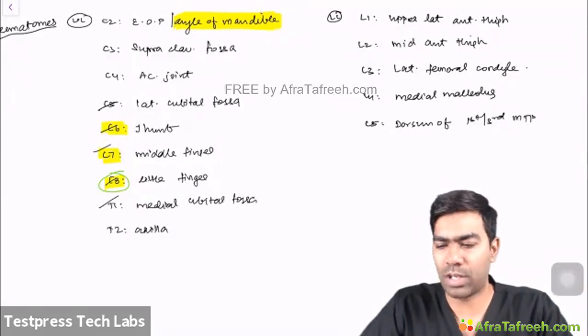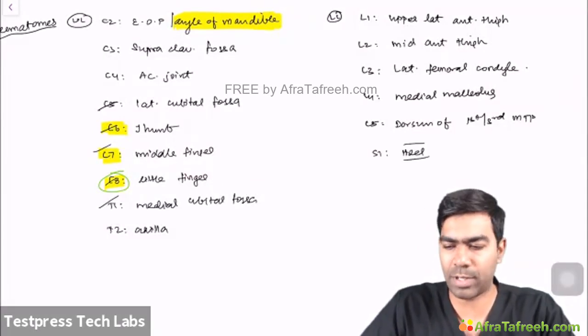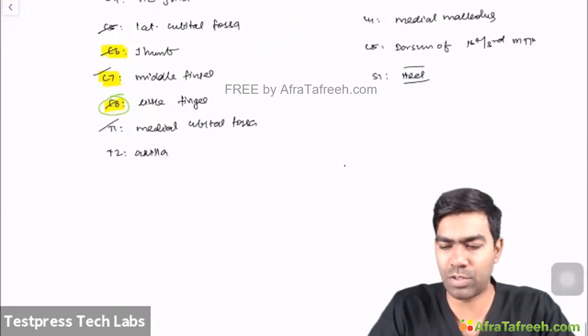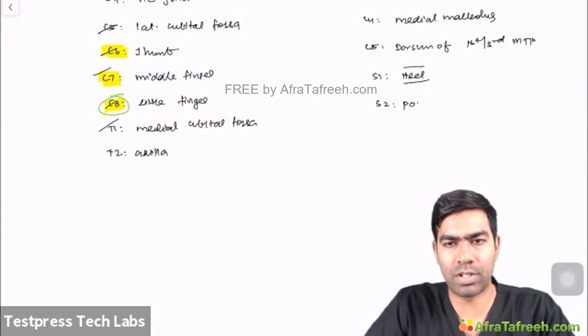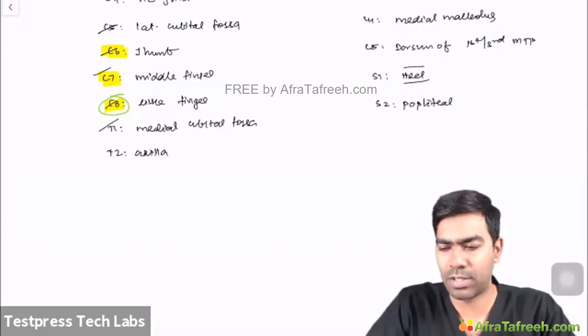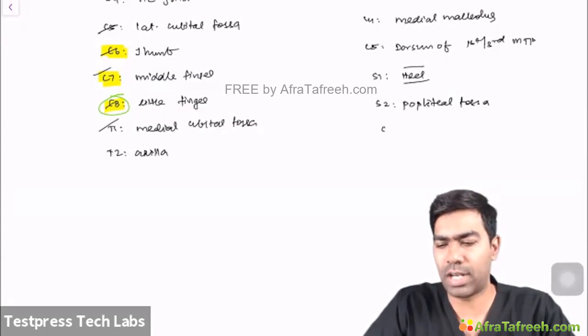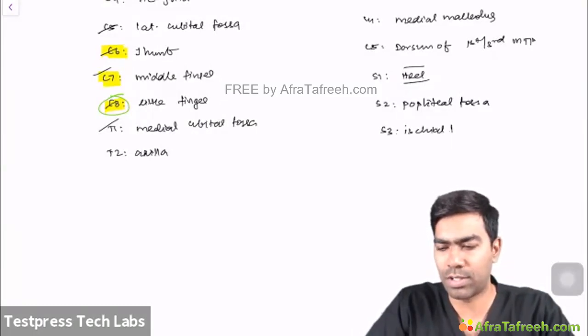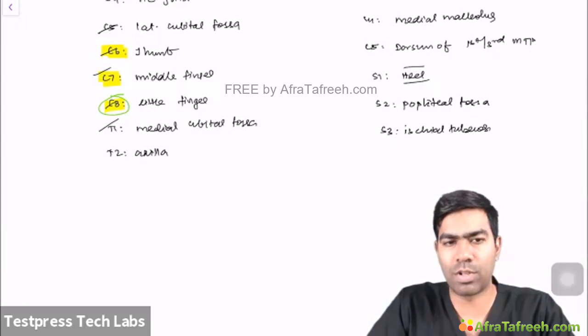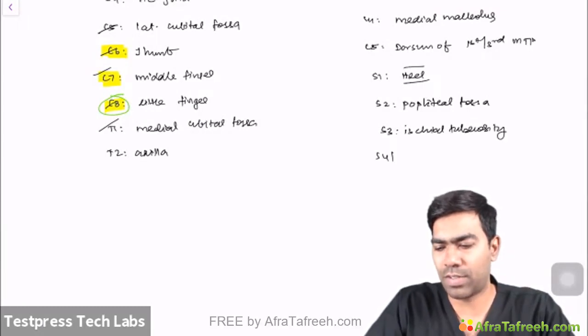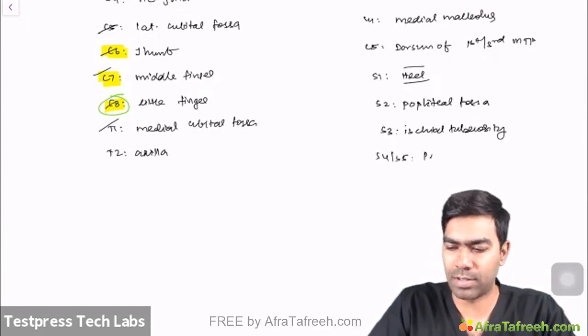Then you have S1. S1, I told you the entire heel is supplied by S1 only. So in the plantar aspect of the foot, S1, that is the best place to check for. And we have S2, popliteal fossa. We know where the popliteal fossa is. That's why I check for S2 and S3. You sit now on that. That is ischial tuberosity. Everyone sits on the ischial tuberosity only. And S4 and S5 will be on the perianal skin.